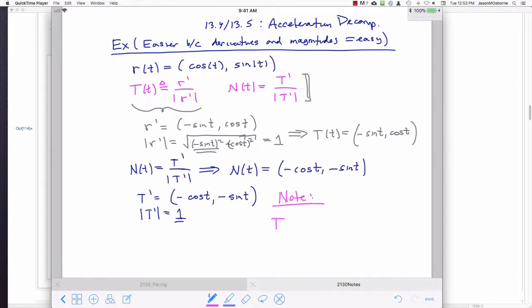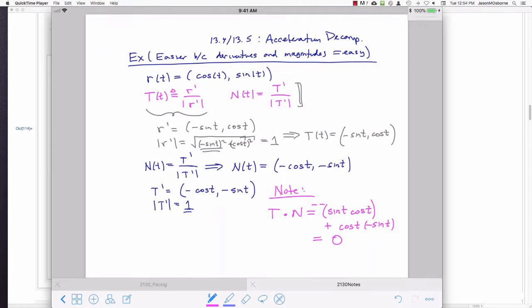Note that T dot producted with N, okay, will be sine of t cosine of t with two minus signs. Two negatives make a positive, plus cosine of t times negative sine of t. And those entries will cancel out. So T dotted with N is 0, which implies that T is perpendicular to N. So here's an example of why we know that T and N are perpendicular. Okay, so there's T and N for the circle.